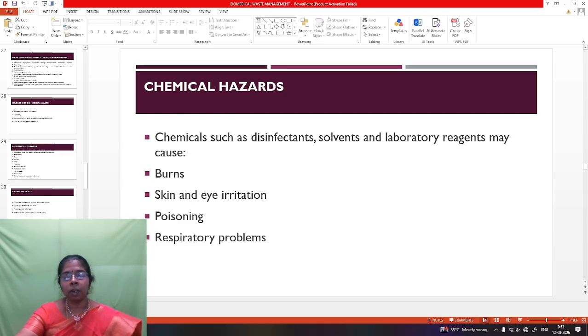70% alcohol is the best disinfectant we are using in the laboratories. If the concentration is high, it may sometimes cause hazards. At that time it will cause burns, skin and eye irritation, and may poison. Not only 70% alcohol, but also some of the solvents and laboratory reagents we are using may create respiratory problems also.